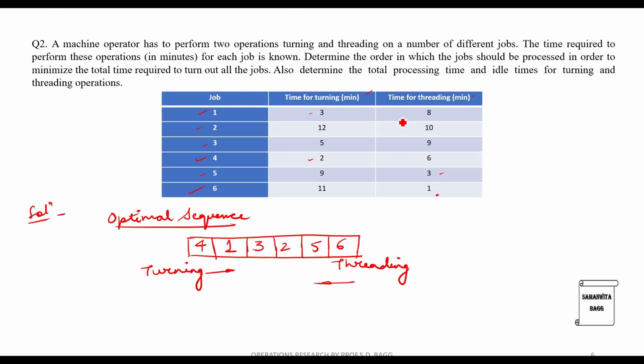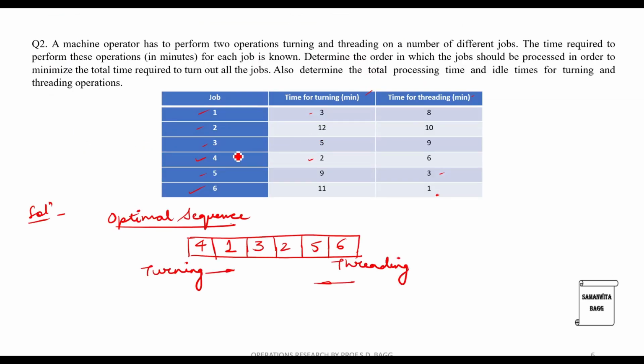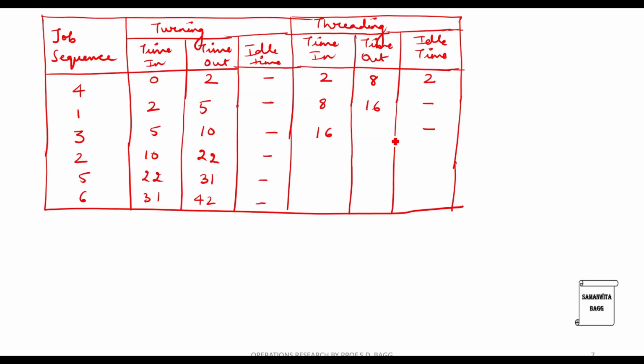Then for the first one on threading, it is 8. So this becomes 16. No idle time. This is 16 and this is 10. This has ended at 16 minutes and this has finished by the 10th minute. So this has to wait the job. So this is 16. No idle time. Third job on threading is 9. So this will be 25. This is 25 and this is 22. Again the job has to wait. So this will be starting at 25.